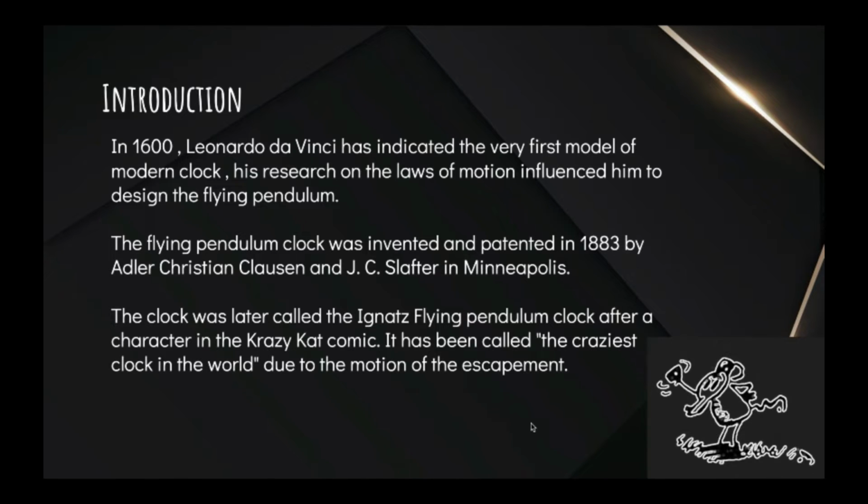Next, I will talk about the mechanism and difficulties of the flying pendulum. First, mechanism. A flying pendulum clock is a clock that uses a flying pendulum escapement mechanism. A small metal ball connected by string wraps around one brass post, then unwinds before repeating on the other brass post.